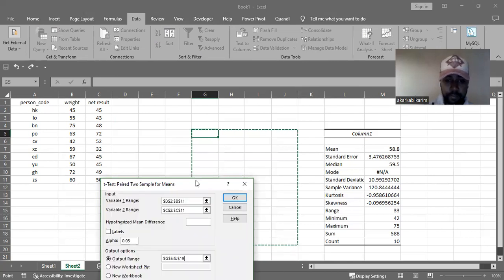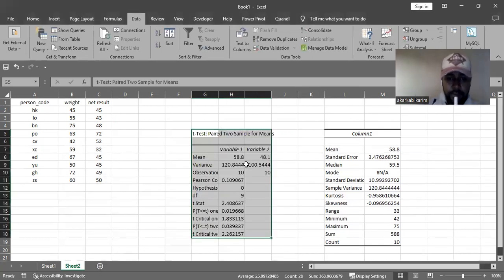Okay, when I click OK, I will see the results here. Well, here we have variable one and variable two. We can compare the means of the two variables. So variable one is weight, and net result is the other. We have the variance of the two variables. Here we have the number of observations: we have 10. Both variables have just 10 samples, or 10 elements, each. We have the Pearson correlation.